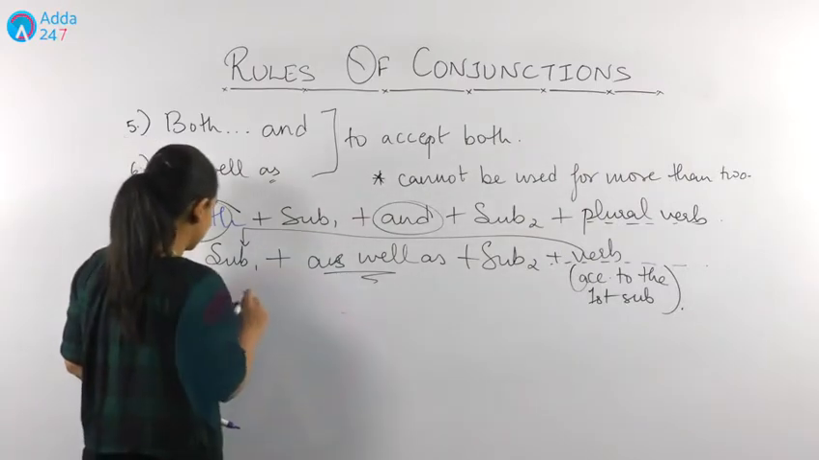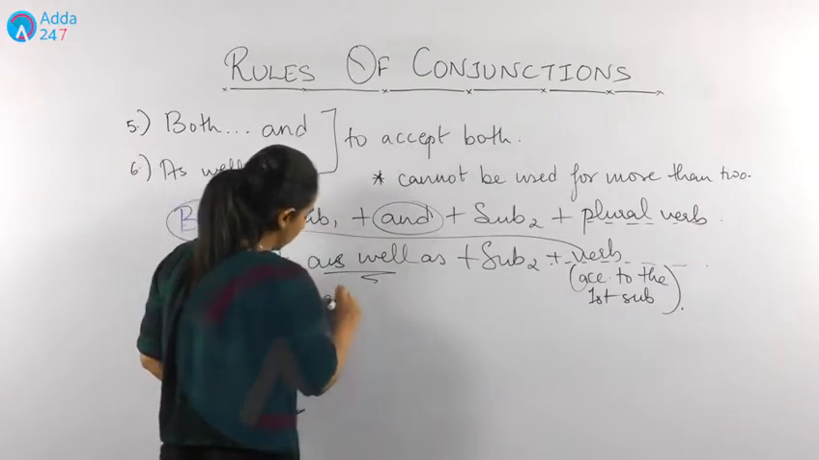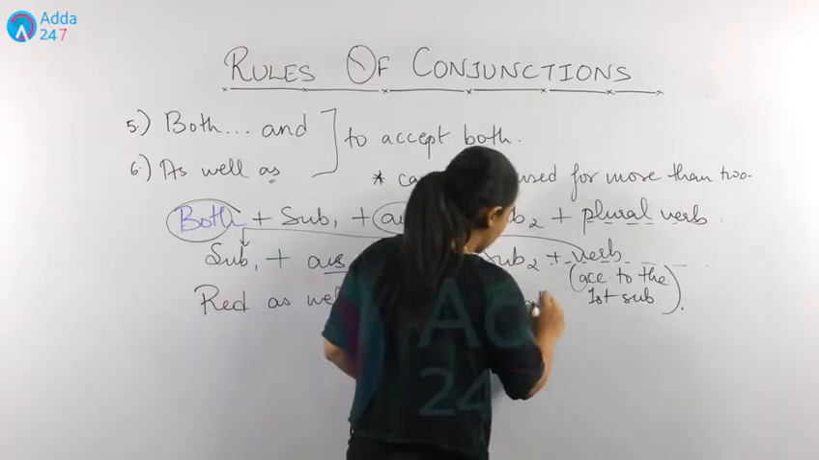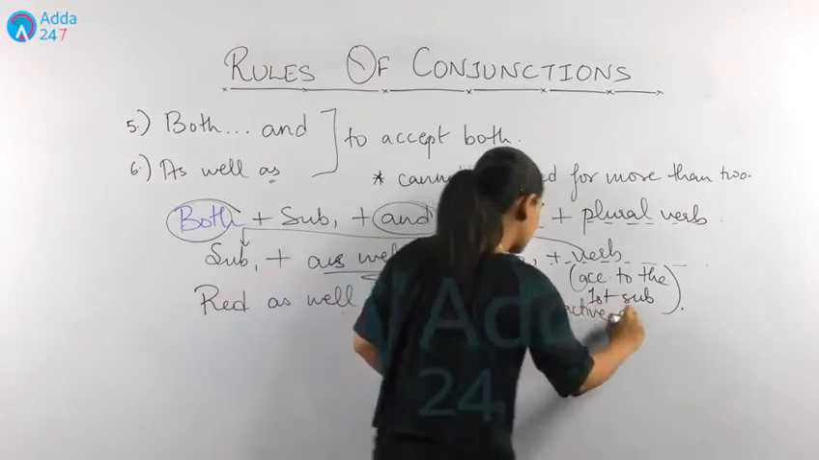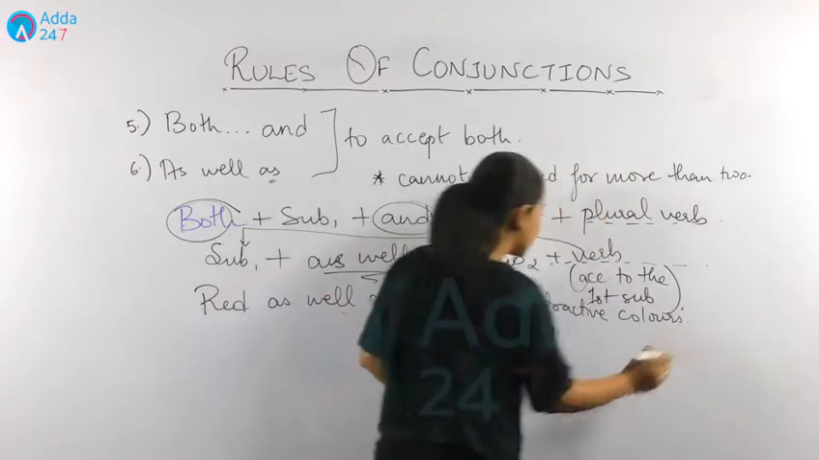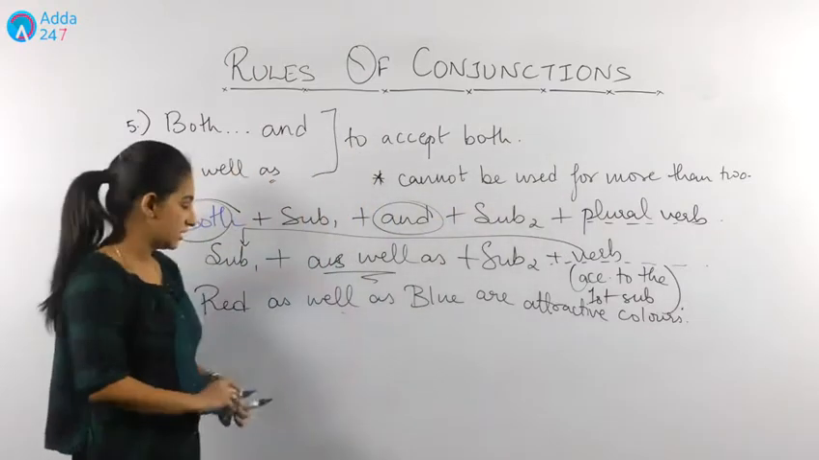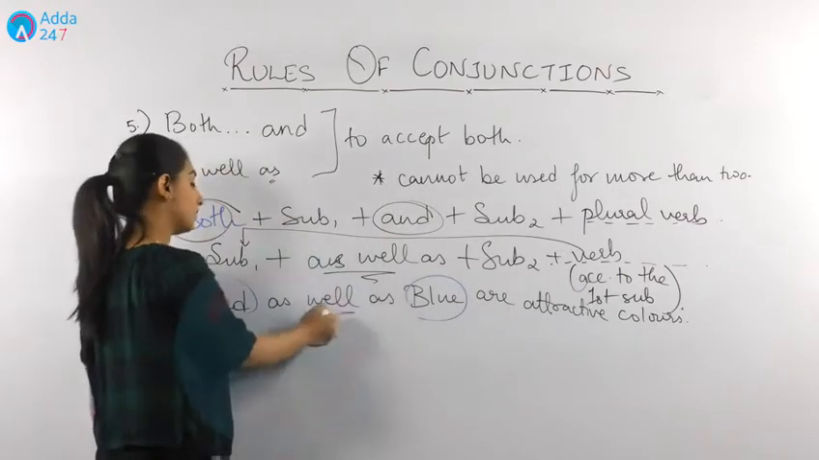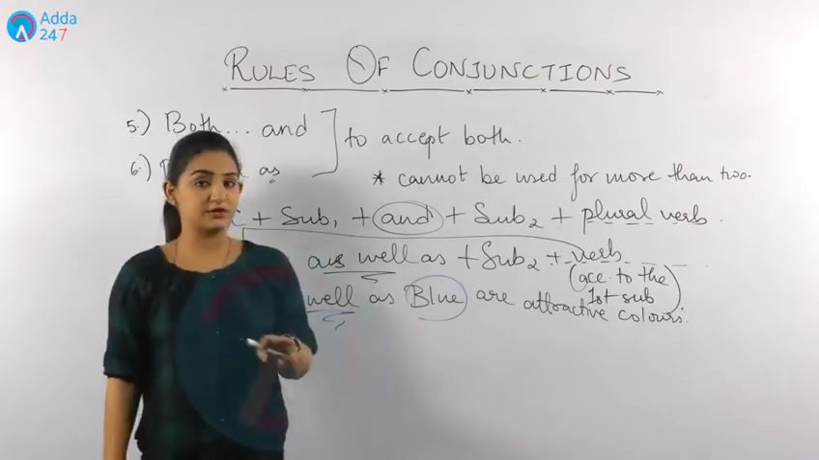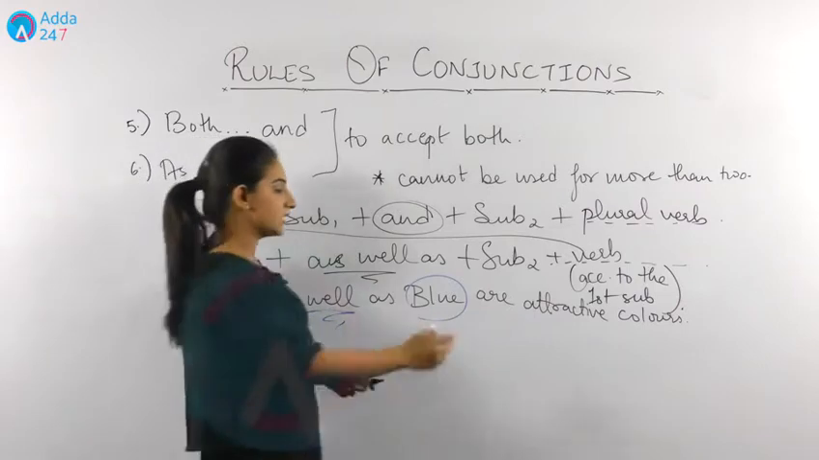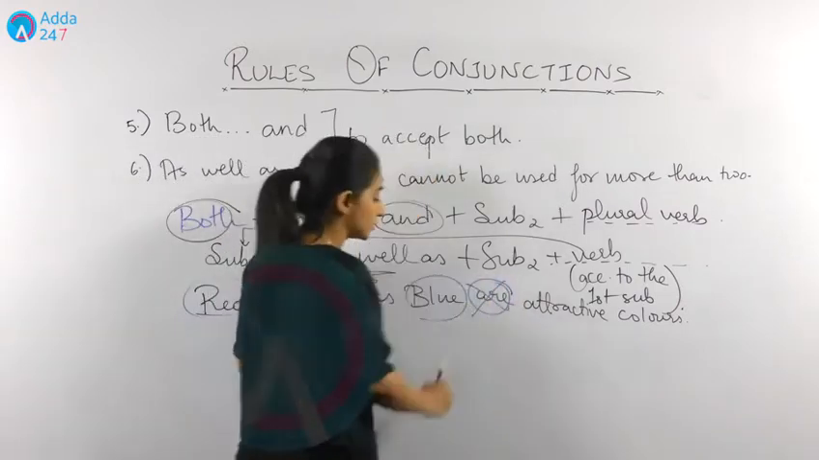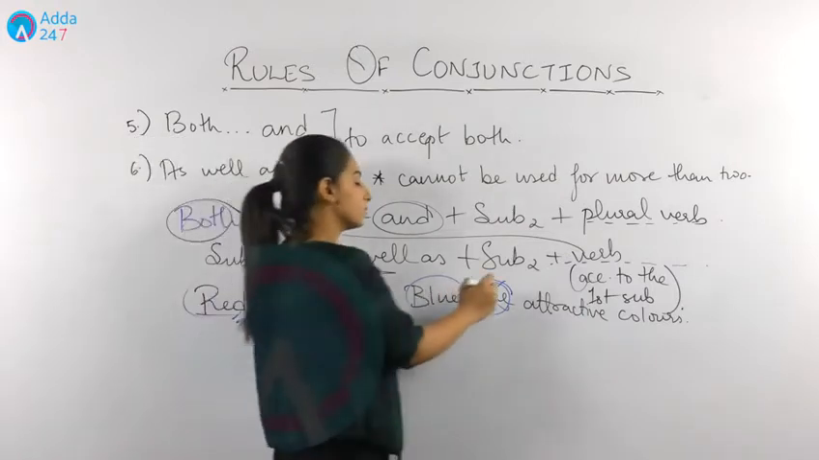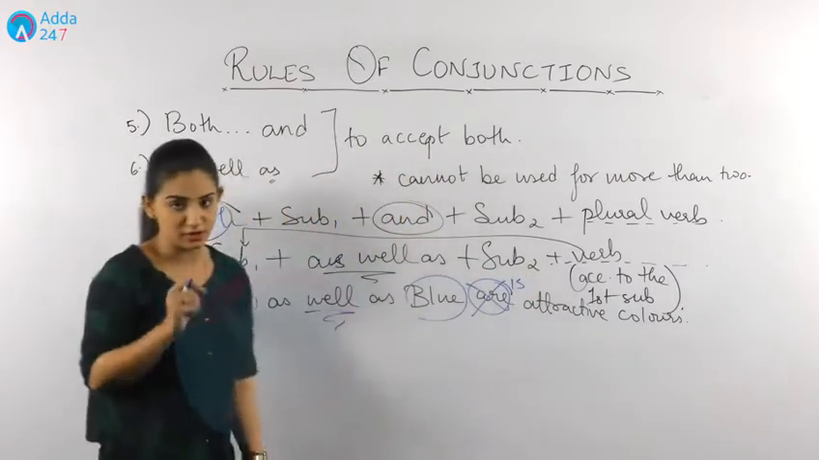If I say, red as well as blue are attractive colors, will you say that this sentence is correct? Red, one subject, blue, second subject, joined by as well as, are attractive colors. Here you can see we have placed are, which is incorrect. Why? Because the verb should be according to the first subject and it is singular. So the verb should also remain singular.